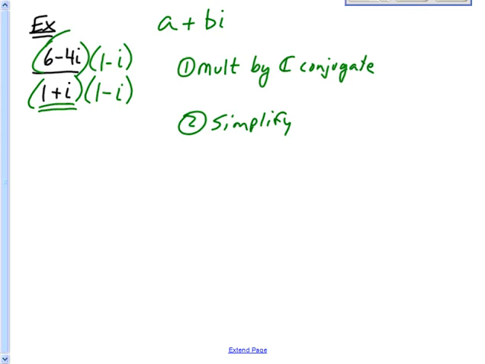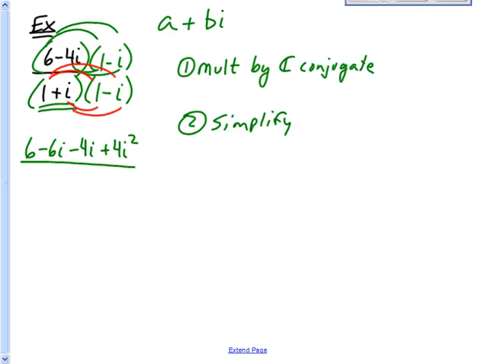Simplify this thing down. So first, outer, inner, last: 6 times 1, 6. 6 times the negative i, negative 6i. Negative 4i times 1, negative 4i. Negative 4i times the negative i is a positive 4i squared. Don't forget i squared is negative 1. Down here we go ahead and do that. Notice those are canceling there, right?